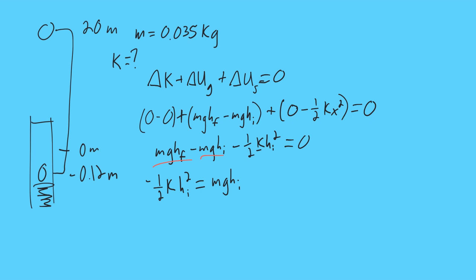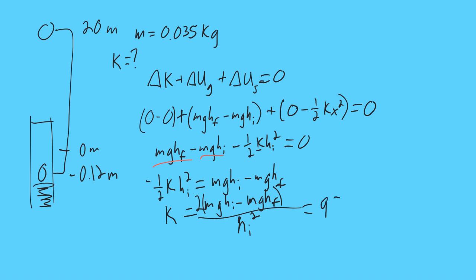mgh initial minus mgh final. Then we're going to have to solve for this k, get it all by itself. So k is equal to mgh initial minus mgh final. We're going to multiply this by 2 and divide by x initial squared. Plugging in all our numbers, we should find an answer of 958 newtons per meter.